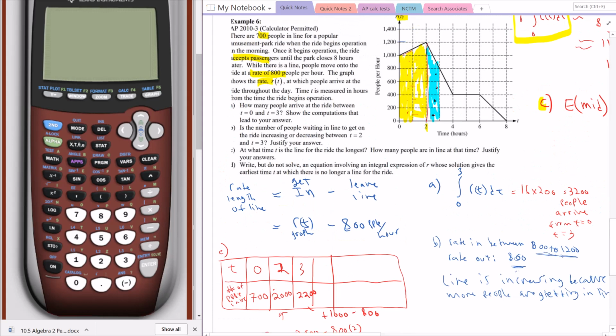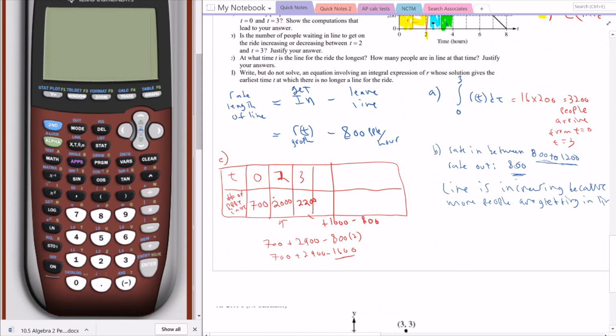At 4, we're adding all these people in the green, which is 1, 2, 3 boxes, so 600. So we're going to add 600, but we're also going to subtract 800. So we lost 200 there, so we're back to 2,000, right, at time 4.